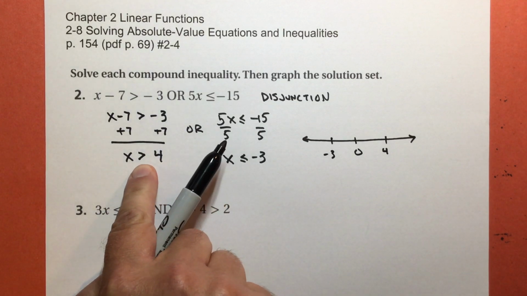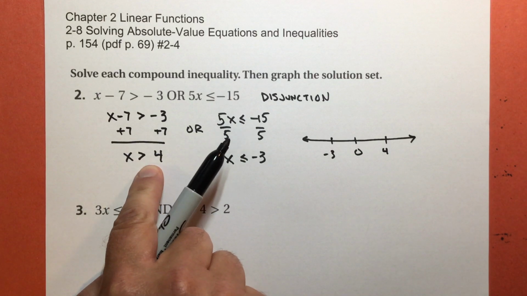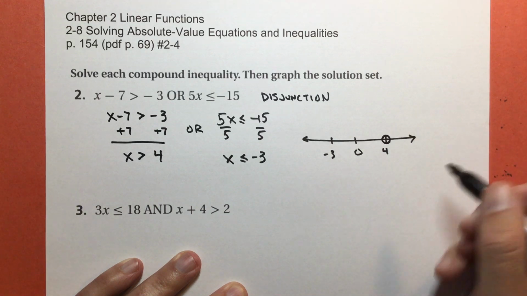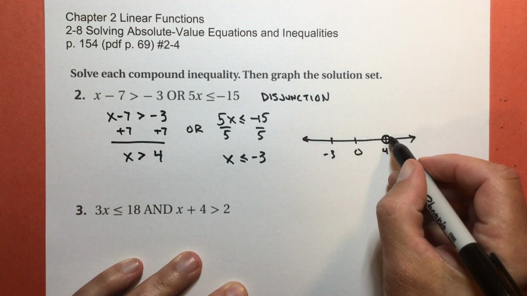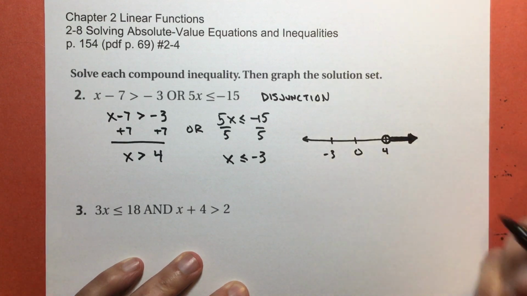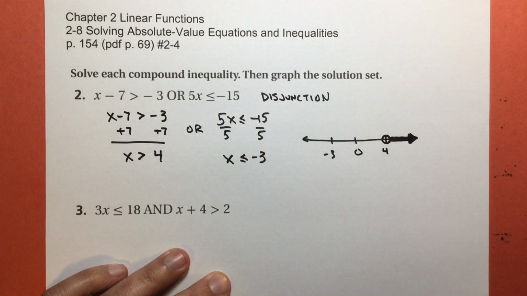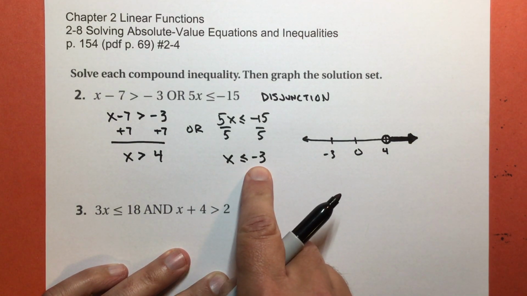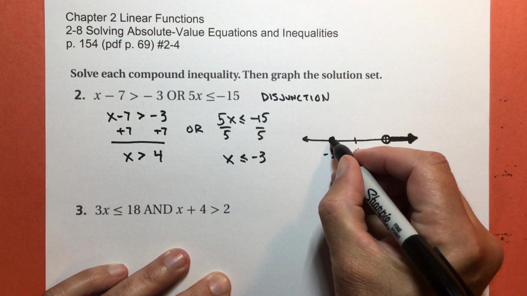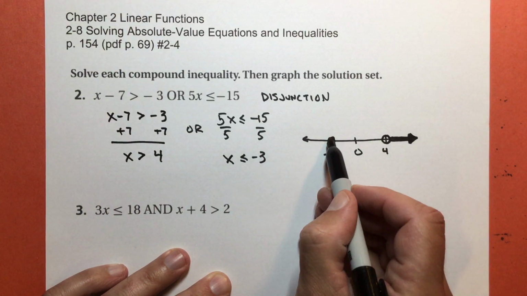X is greater than 4. Greater than means x cannot equal 4 because a number cannot be greater than itself. That's why I use an empty or open circle, and I want the numbers that are greater than 4. And remember, draw your graph on the number line, not above it or even below it. X is less than or equal to negative 3. Because it could be equal to, I'm going to actually fill in my circle, my point, and I'm going to go to the left.